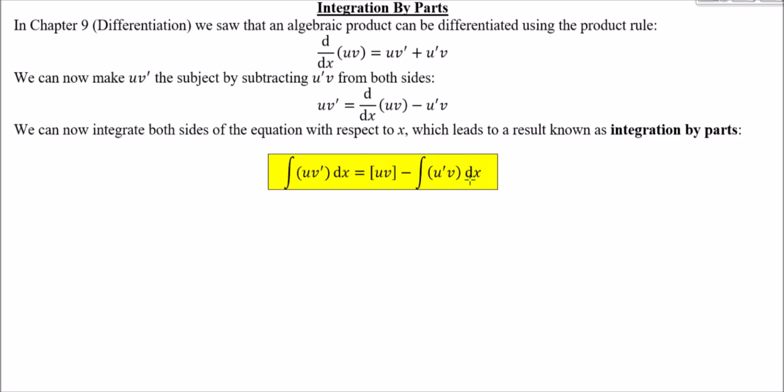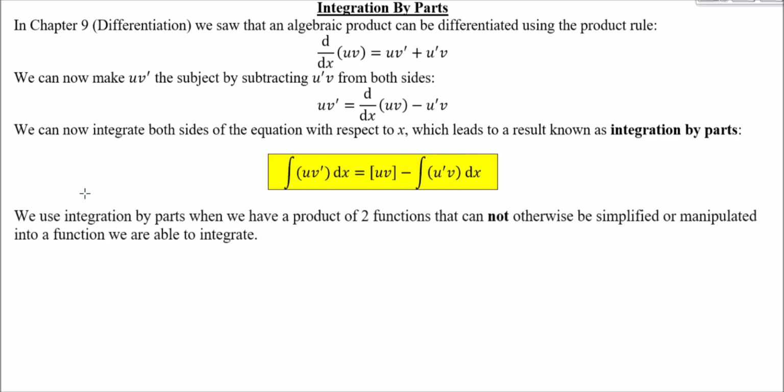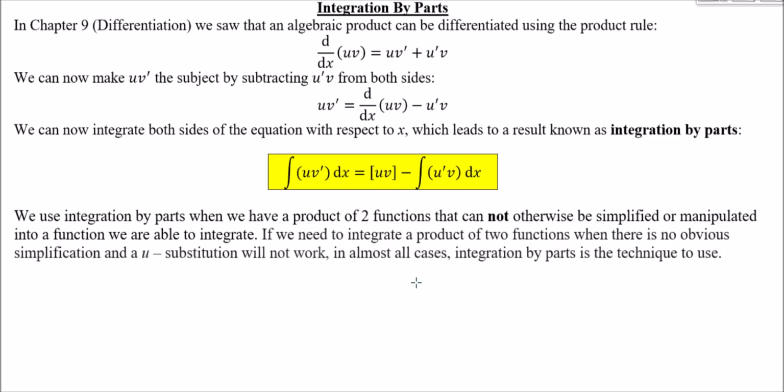So this is a crucial result, one of the biggest in the entire course, in fact. We use integration by parts when we have a product of two functions that cannot otherwise be simplified or manipulated into a function we are able to integrate using any other method we know. So if we need to integrate a product of two functions when there's no obvious simplification to see and a u substitution doesn't seem to work, then in almost every other case, this result here, integration by parts, is the technique we need to be using.